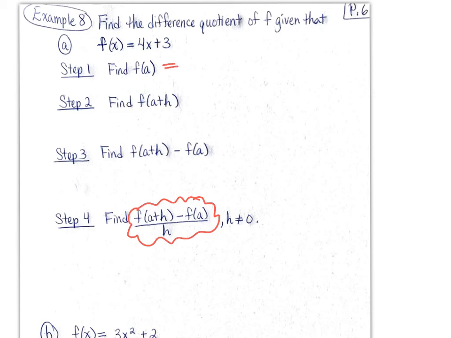What's f of a? Yes, absolutely. You get 4a plus 3. And now we're going to find f of a plus h. So we're going to take a plus h and substitute it in for x. So that gives us 4 times the quantity a plus h, plus 3.